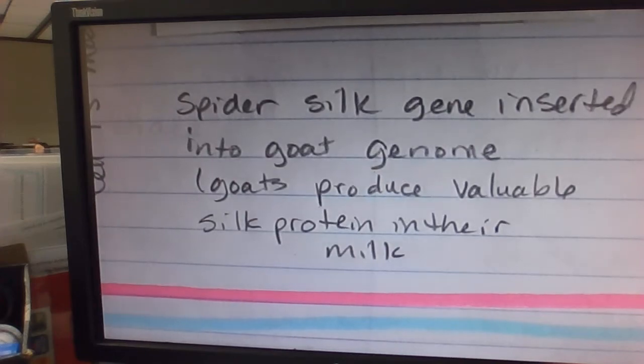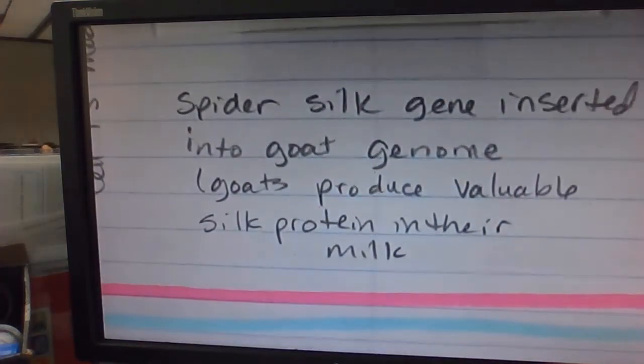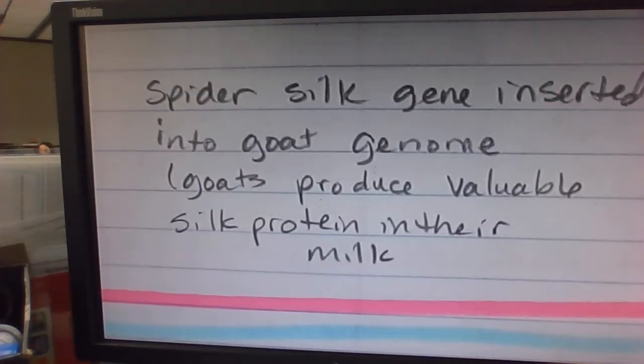Okay, it works. So the spider silk gene's inserted into the goat genome, and the goats produce that valuable spider silk in their milk, and then we can just process it out and get what we need.